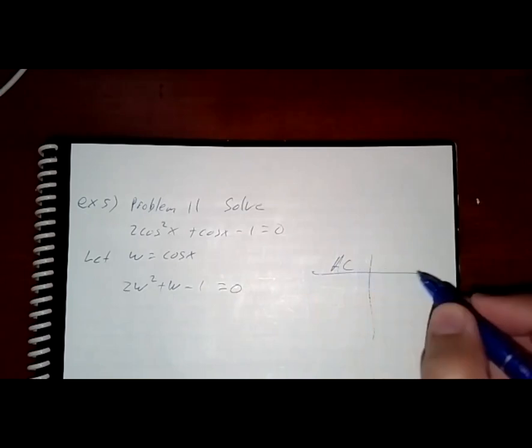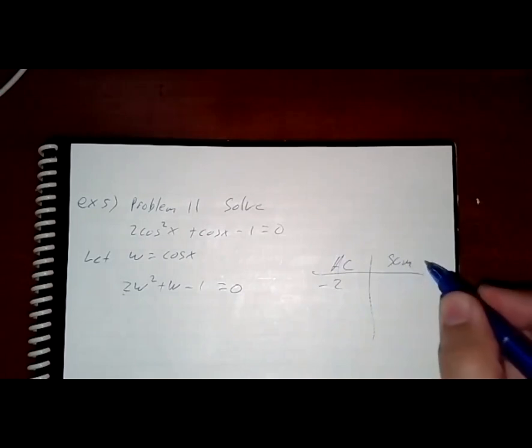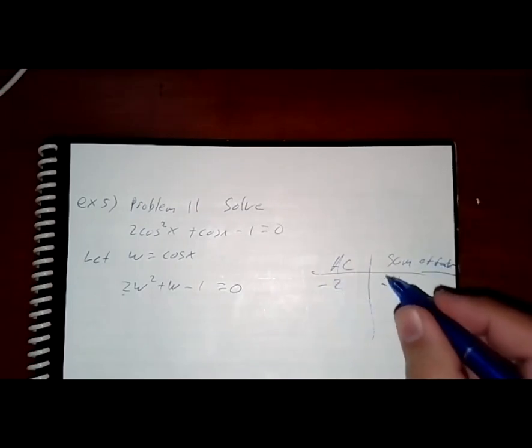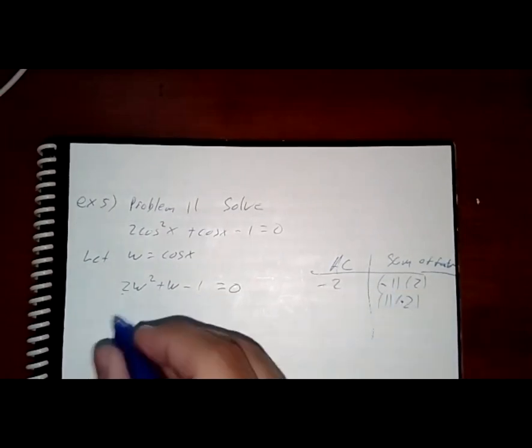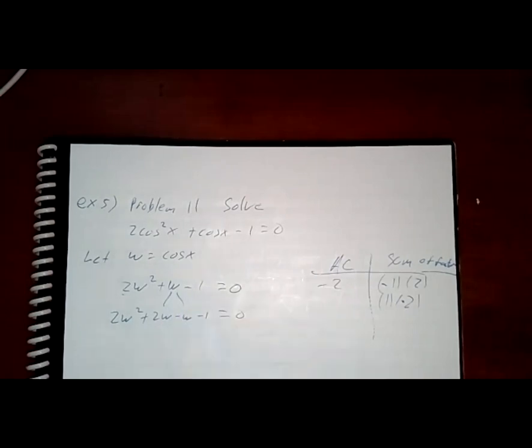Remember, there's a couple of ways, but we do the whole AC method, where you do 2 times -1. Then you find the sum of factors. Or you could do brute force if you want. So you say the factors of -2 are either -1 times 2 or 1 times -2. Which one adds up to the center term? Well, that looks like this guy. So you then break up the middle term like this, right? So I broke this guy up to here.